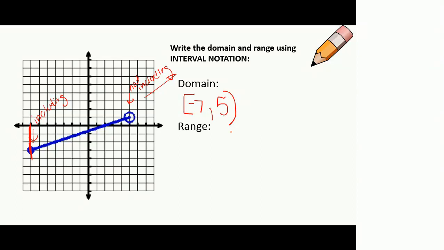Let's try our range. My range starts at -3, and I'm including -3. My upper value is 1, not including, so we put a parenthesis. If you need to make a little note, a parenthesis means not including, and the bracket means including, so you don't forget that. That's something we're going to be using a lot, so keep that in the back of your mind.